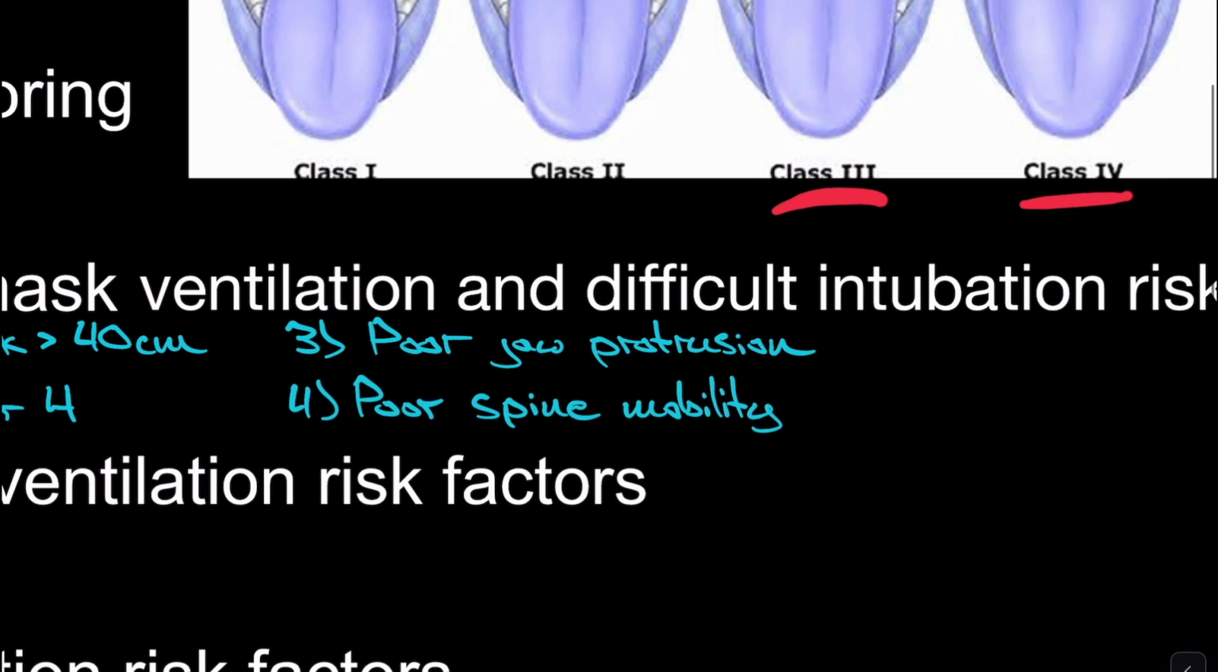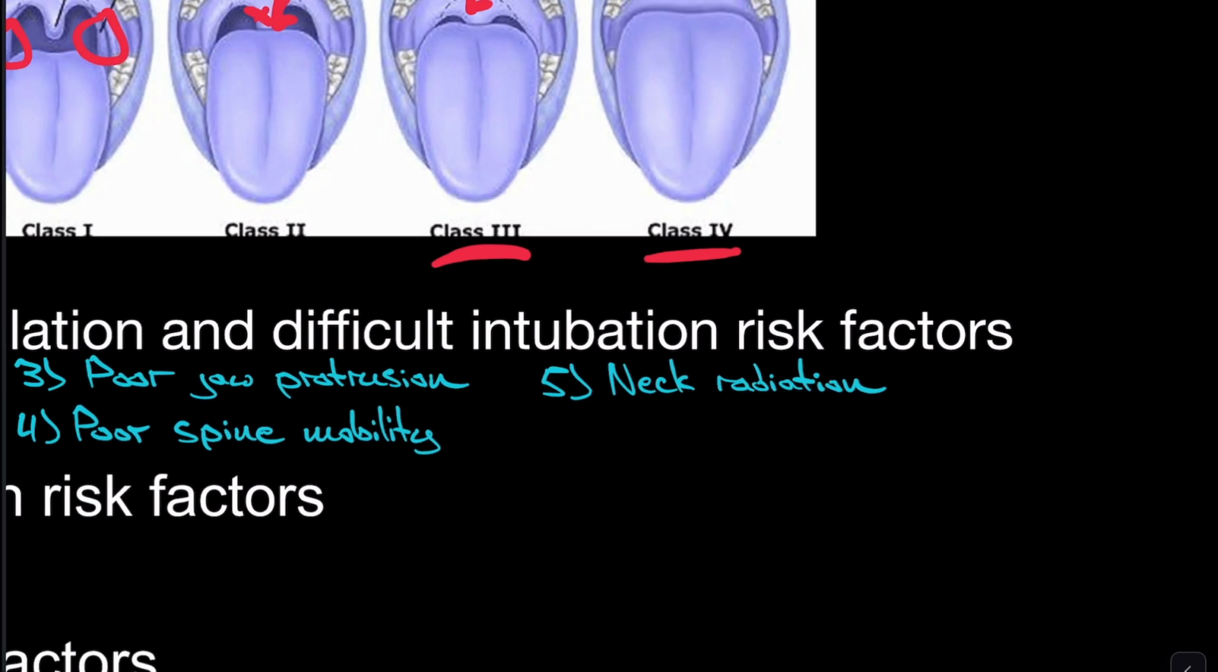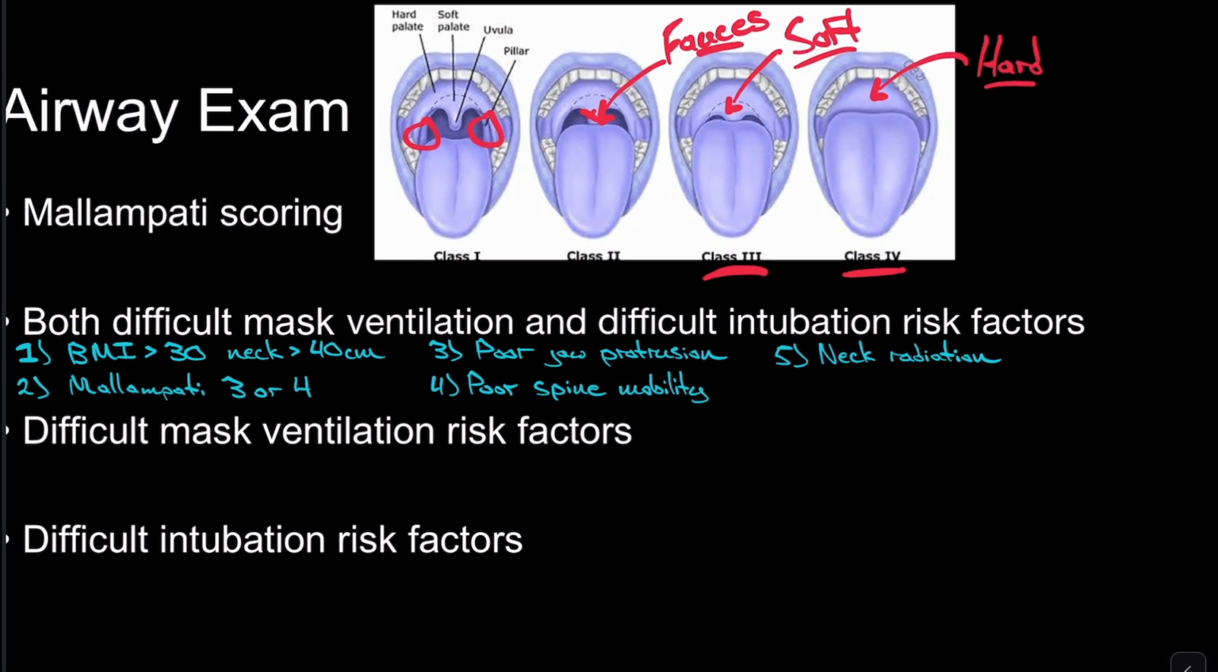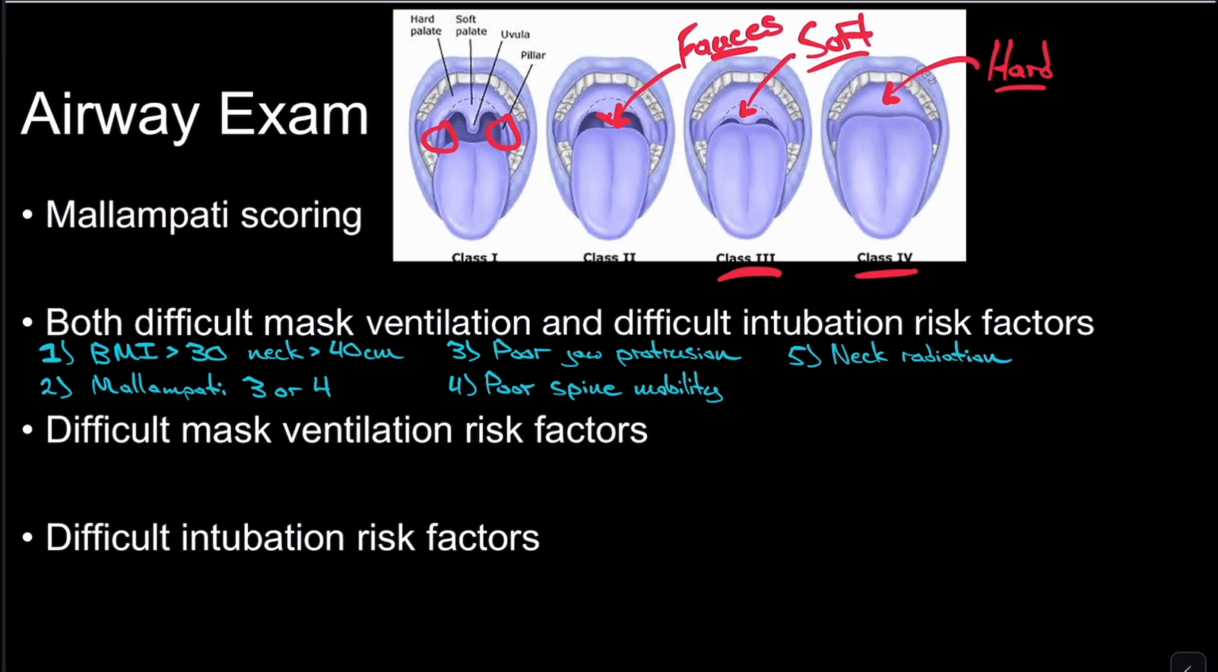And then, a little bit more unique or a little bit more rare is a history of neck radiation. If there's any scar tissue that decreases the flexibility of the neck, that can make it more difficult to mask, ventilate, or to intubate.